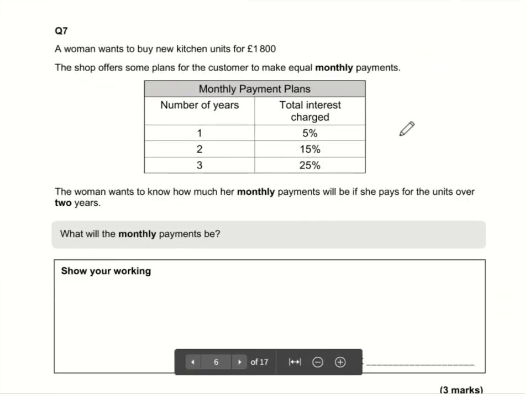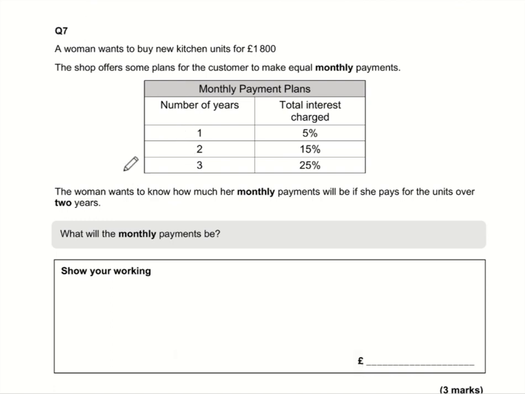Question number 7. Okay, so we've been told she wants to buy it over 2 years, so the interest is going to be 15%. So the price is going to be 15% more than £1,800. Now the multiplier for 15% is 0.15. So when you're calculating 15% of something, you would multiply it by this number here. This is the decimal equivalent of 15%. It is 15 divided by 100.